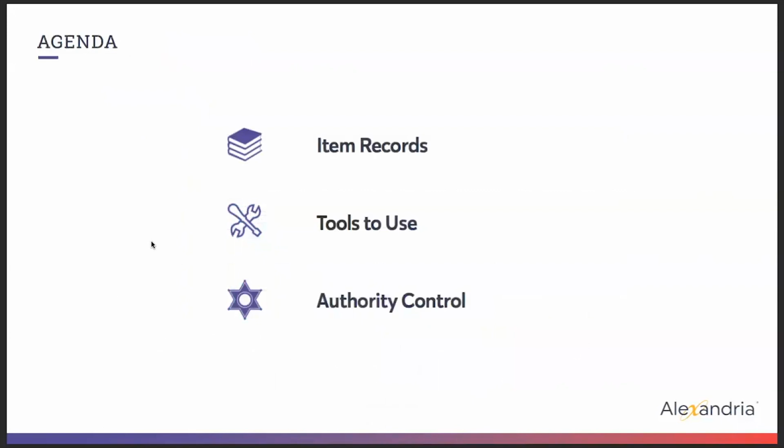Now, as for our training today, we are going to be talking about item records specifically. We're going to talk about MARC content. We're going to be talking about some of the new standards and changes that have come about in the last few years. We're also going to be talking about tools to use to manipulate and modify those records, as well as a very special part of the program called authority control.